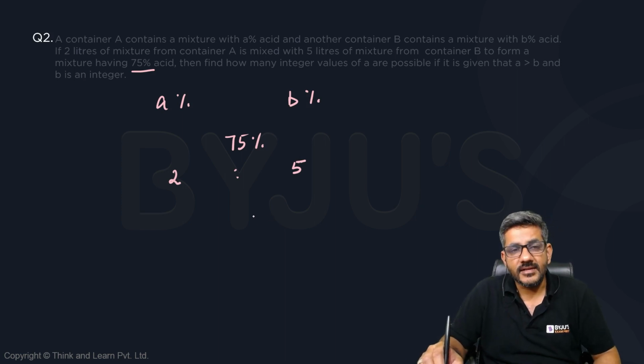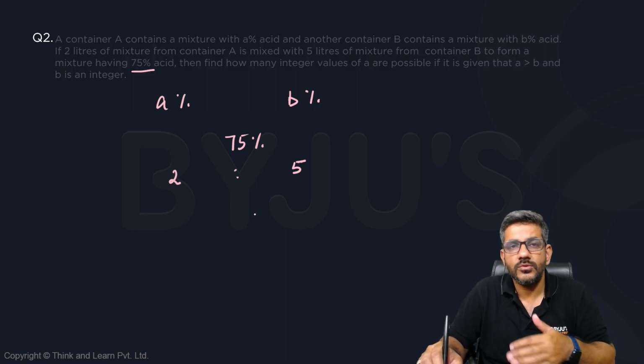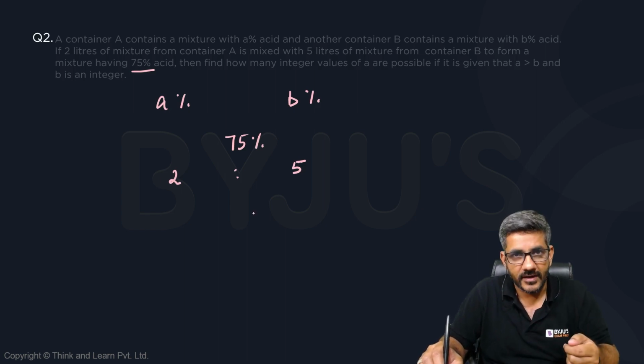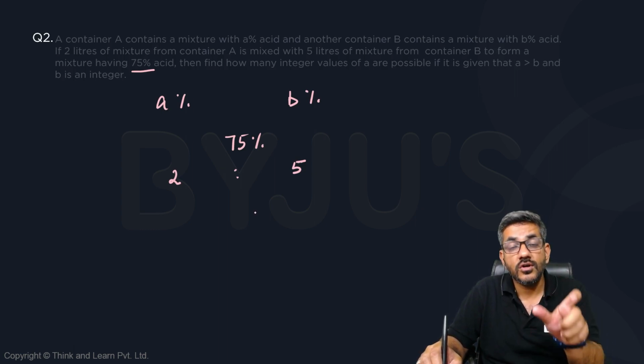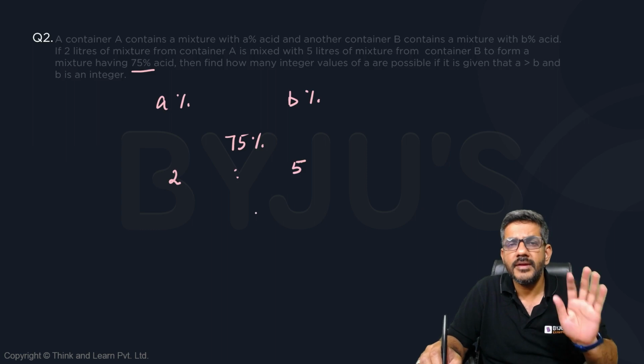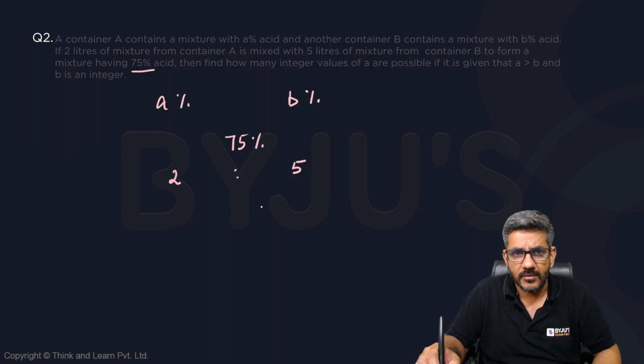The point here is that 2 and 5, they are in their simplest form, which means you can't cancel out anything from 2 and 5. If I have to write a ratio in the simplest form, then both of them should be integers and there should not be anything else that can be cancelled out from them.